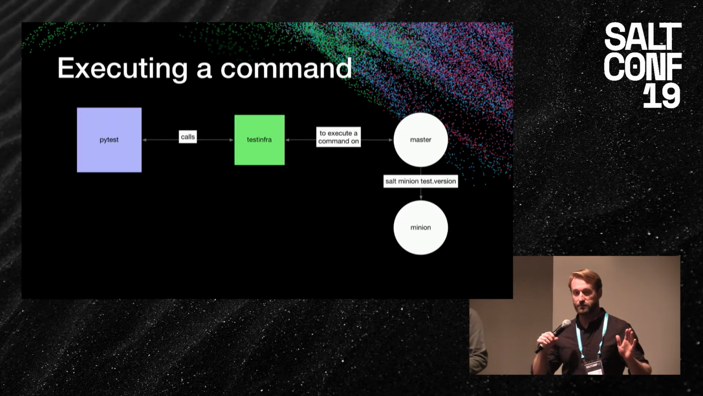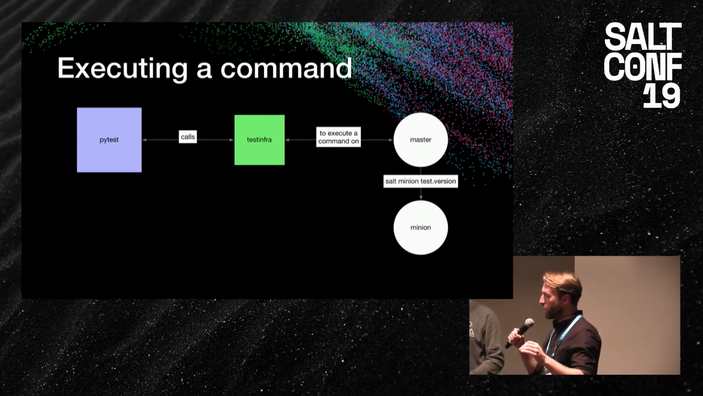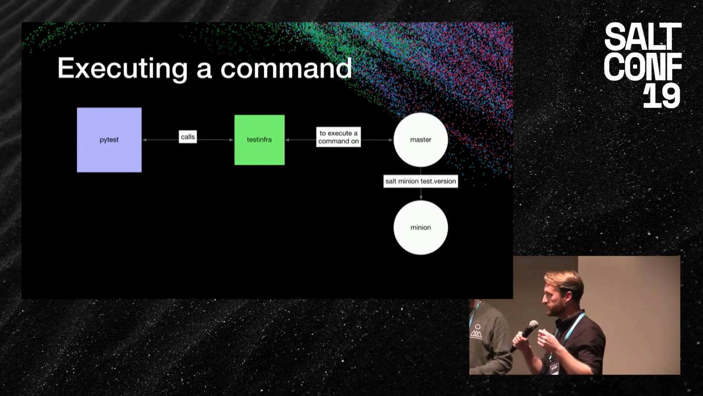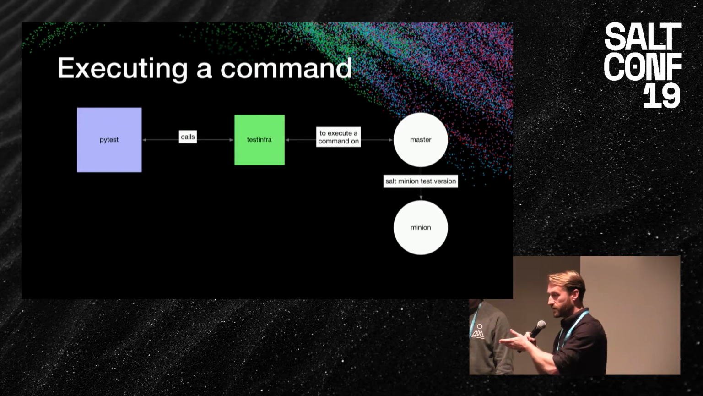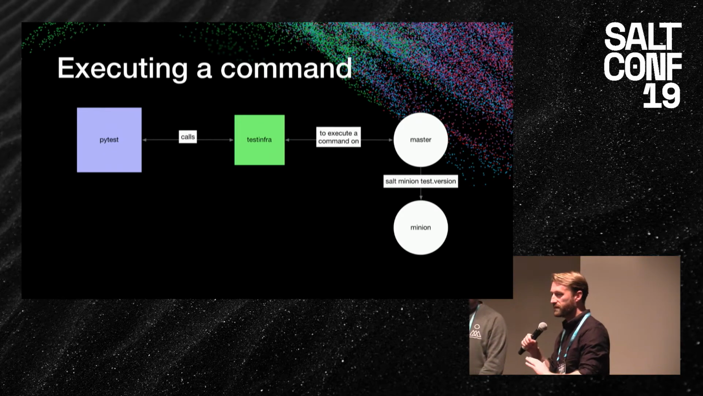This is nothing unique. We're not winning any Nobel Prizes for this one, right? But we want to run a test version against our minion. So how do we do that leveraging Testinfra and Pytest? Pretty simple, right? Pytest calls Testinfra, puts the command on the master, and then master is legitimately running this command. There's no hocus pocus. There is no black magic. It is literally running this command.